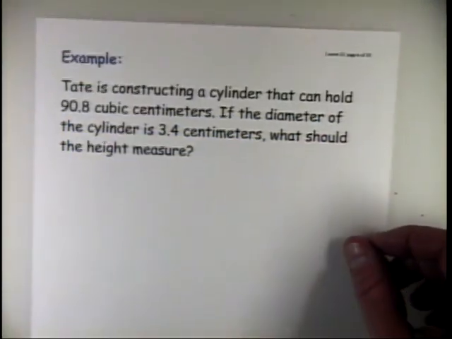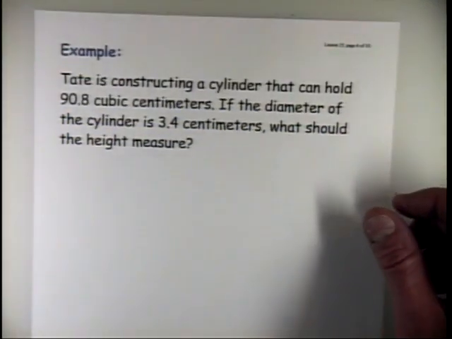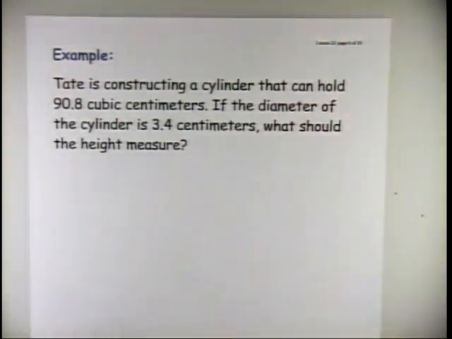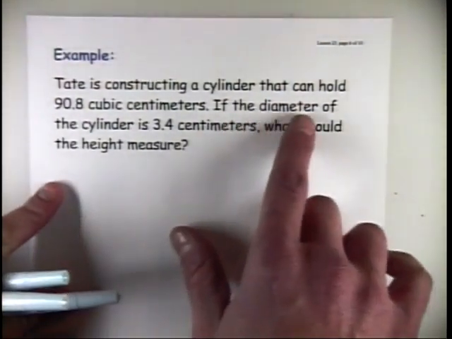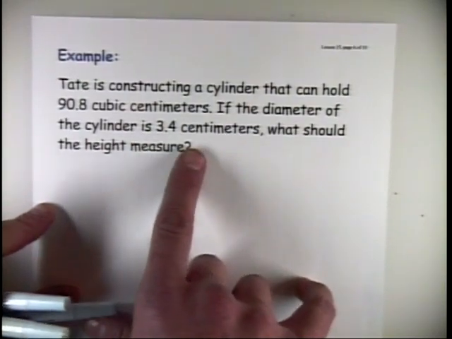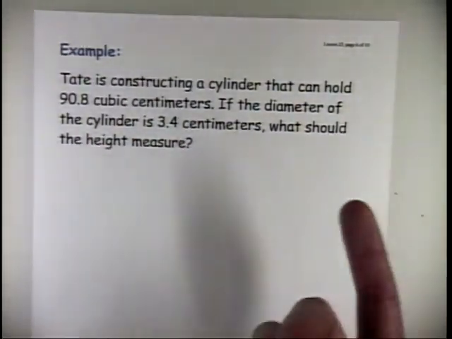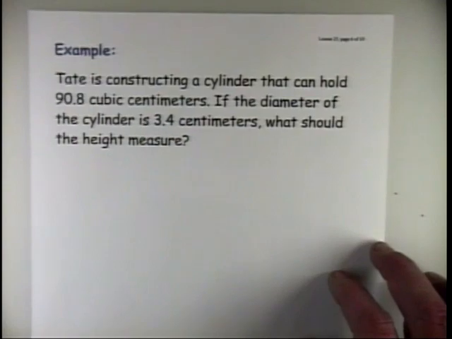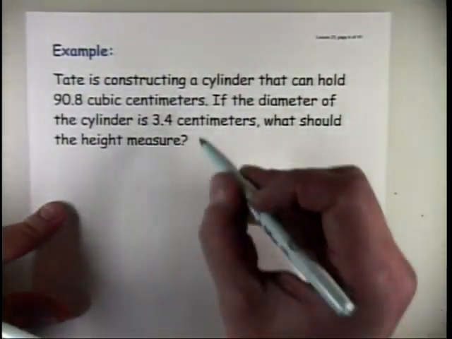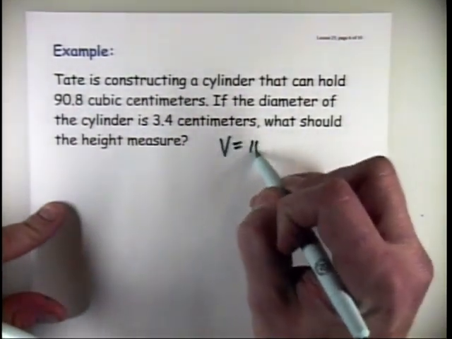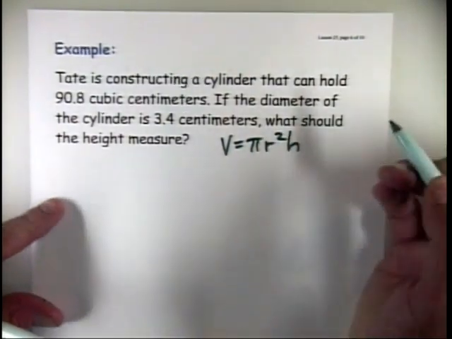Here's an example, a nice one. Tate is constructing a cylinder that can hold 90.8 cubic centimeters. Tate likes to construct cylinders. What can I say? If the diameter of the cylinder is 3.4, what should the height of Tate's cylinder measure? Well, let's pull out our formula for the volume of a cylinder. Volume is pi r squared h.